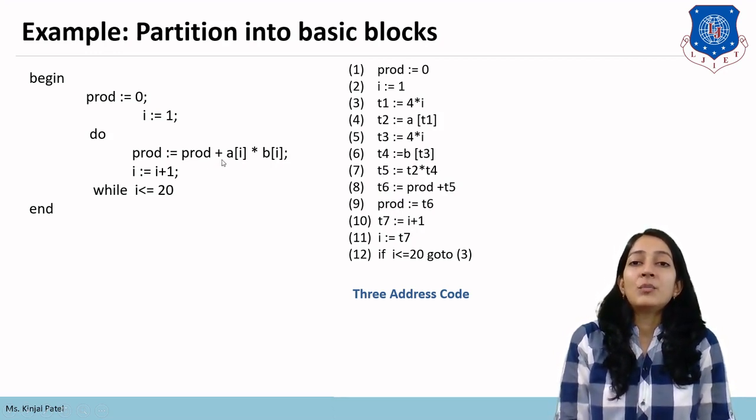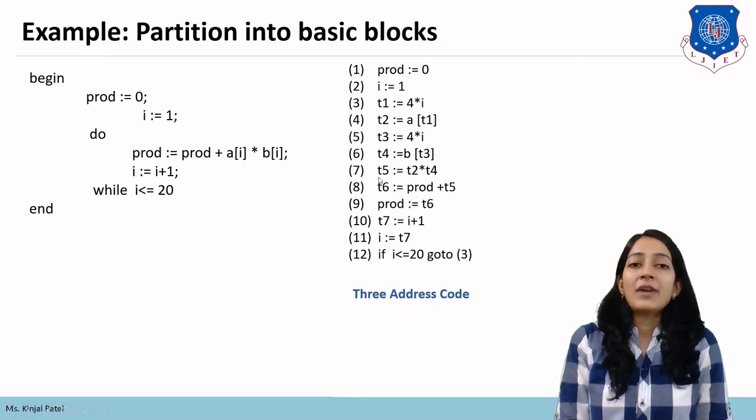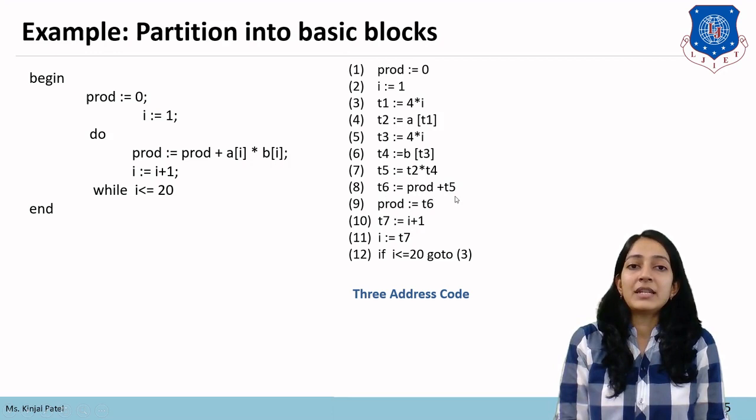Now next we want to perform addition. We want to add production with A of I star B of I. A of I star B of I has been stored in T5, so we want to add production with T5. So T6 equals production plus T5. Now production plus T5 has been stored in T6.